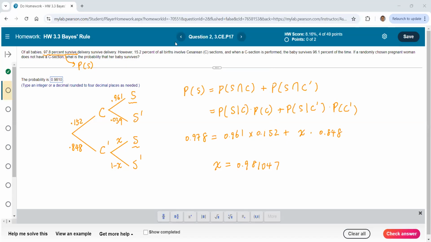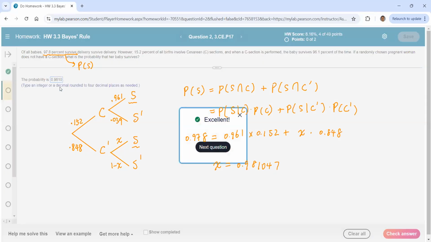All right, so I used the calculator to figure out this X. It is 0.981047 and keep 4 decimal points. So I'm going to put 0.9810 there. And then let's see if it is correct. All right, I think we're done with these two problems.